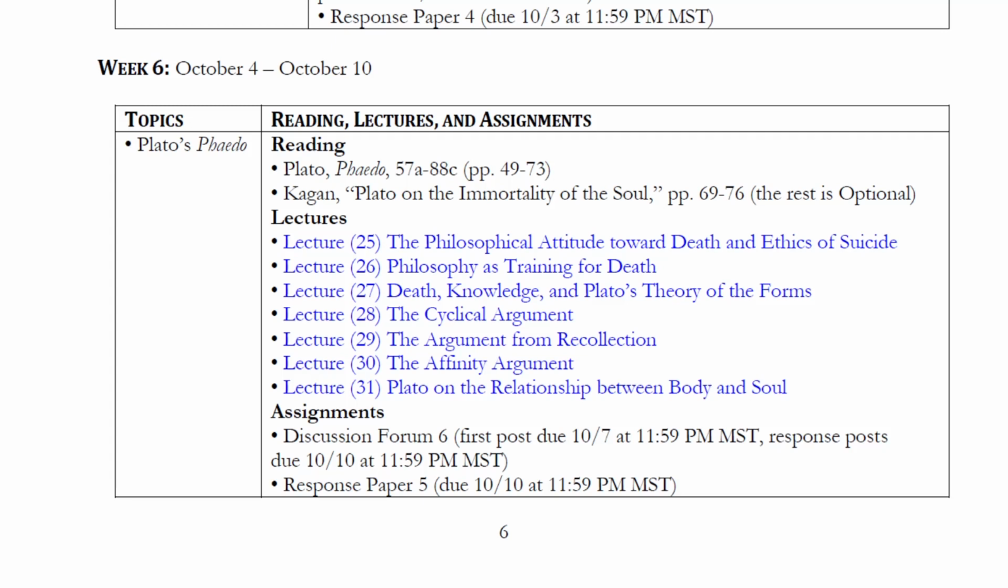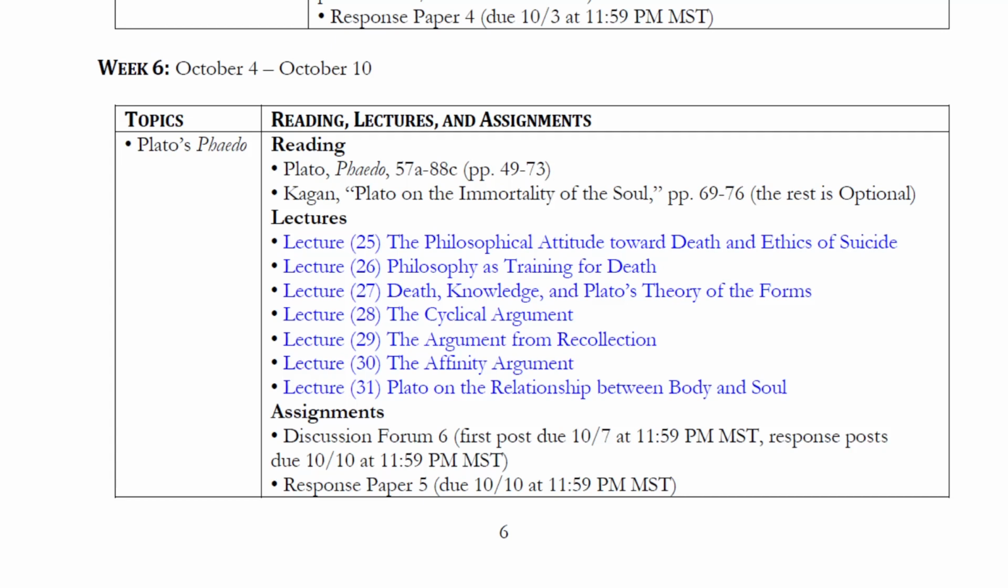In this case, you are assigned to read Plato's Phaedo. Specifically, you can see here that you are only required to read pages 49 to 73. In addition, you can also see that there is a reading that is labeled optional. The article Plato on the Immortality of the Soul by Shelly Kagan. Pages 69 to 76 of that reading are required, but in this case the rest is optional.